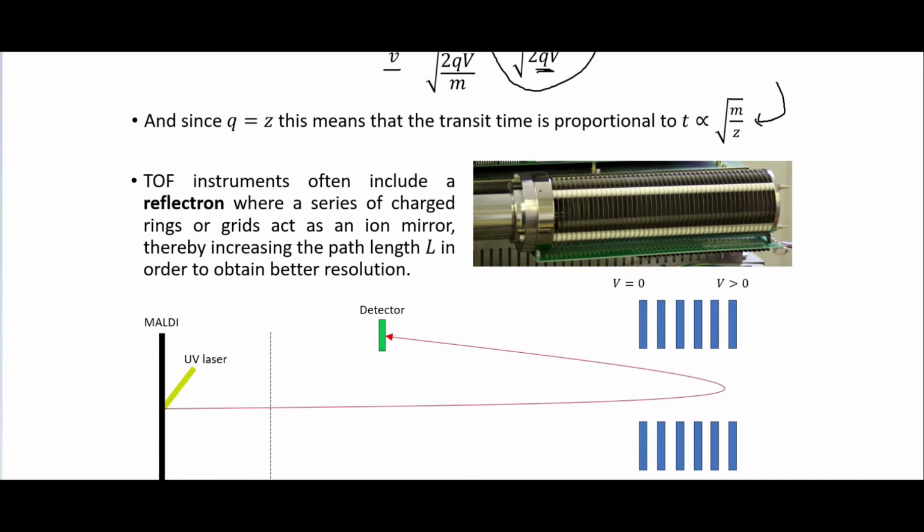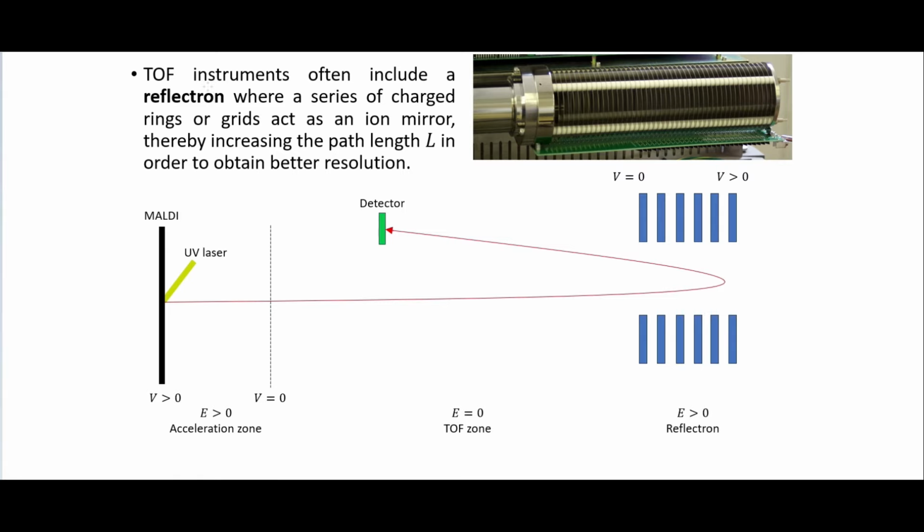And so these TOF instruments often include what's called a reflectron, where a series of charged rings or grids act as an ion mirror, and this increases the path length L in order to obtain better resolution. So what we have here, again, we're using MALDI, we hit it with the UV laser, it ionizes, we have this acceleration zone. And the amount that each particle is accelerated will be based on their mass, as we saw above.